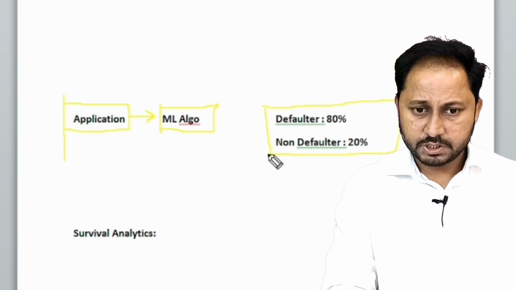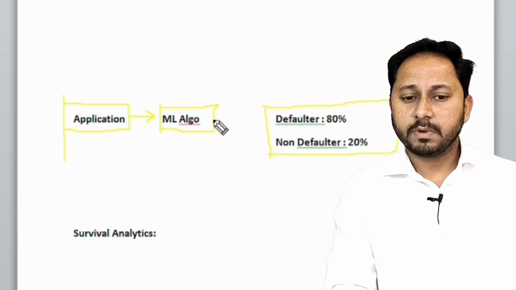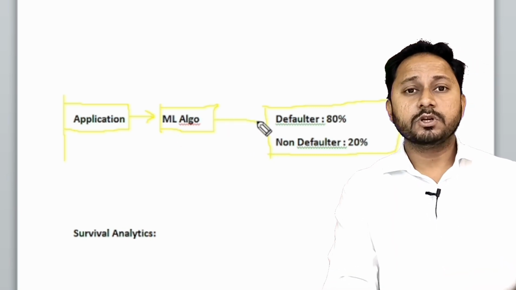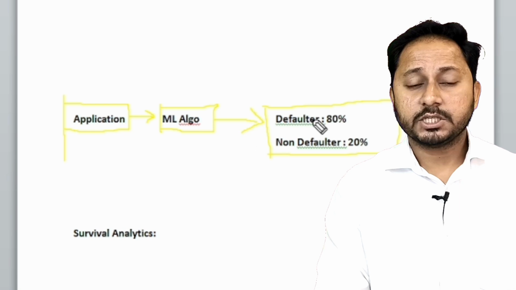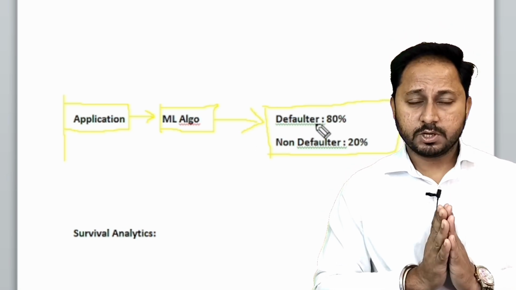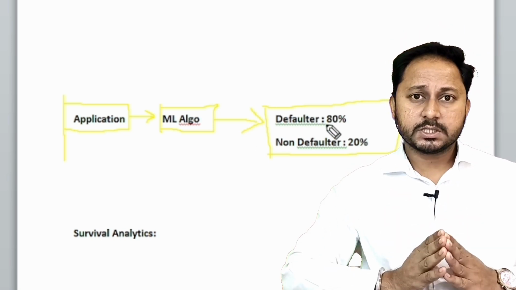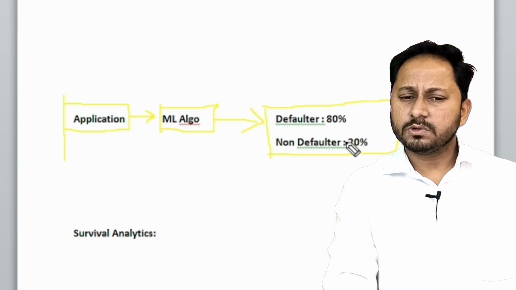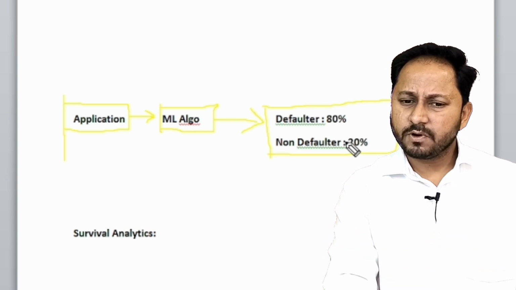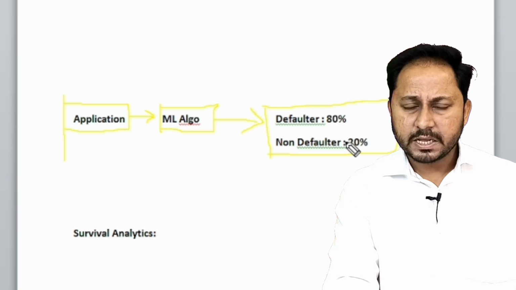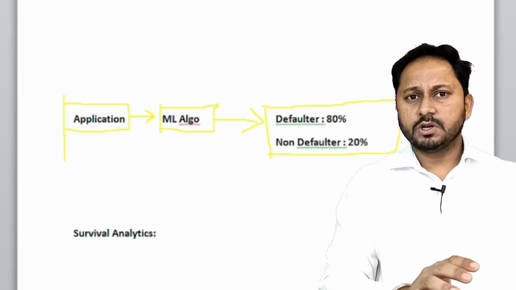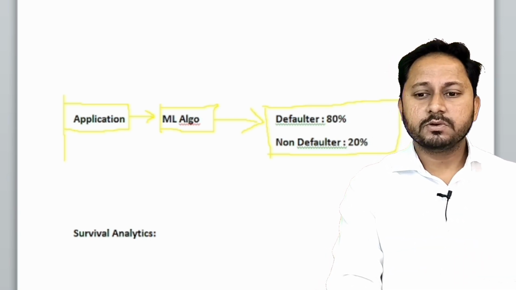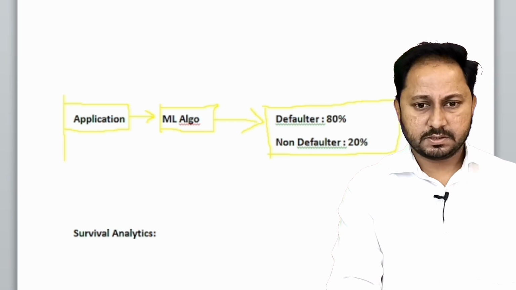A few applications have come to your machine learning algorithm, and it is saying, okay, this person is going to be the defaulter. The chances are 80% that this person is going to be the defaulter, and only 20% chances that this person is not going to be the defaulter. Is the bank going to give a loan to this kind of person who is going to be a defaulter? No, right? So by implementing this machine learning algorithm, you are minimizing the NPAs, right?